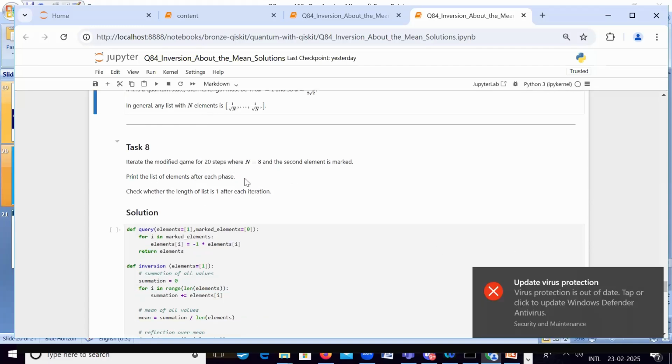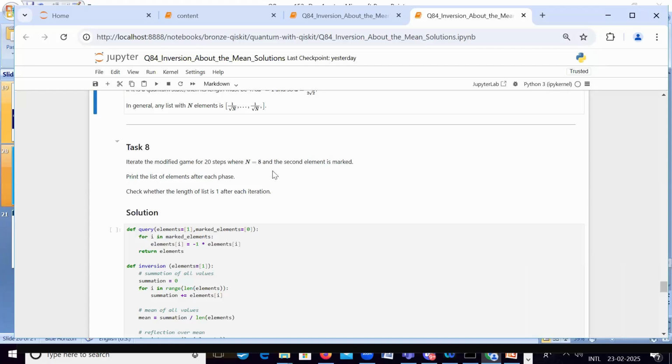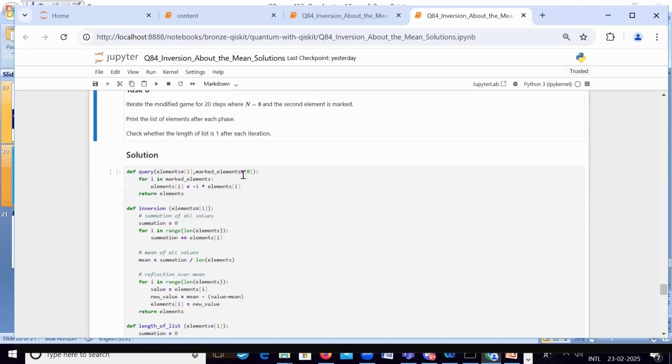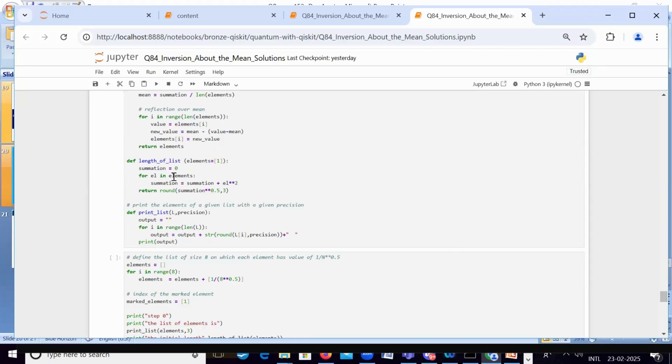Now next is to iterate the step, the game for 20 steps. The number of the elements is fixed here 8, but the number of the iteration steps is being increased to 20, so that element in the second position is marked. The condition is quite simple. So similar function, it takes 2 different elements. One is for the mark, another is the total list, and then the inversion function, and then the length of the elements, and then prints the list.